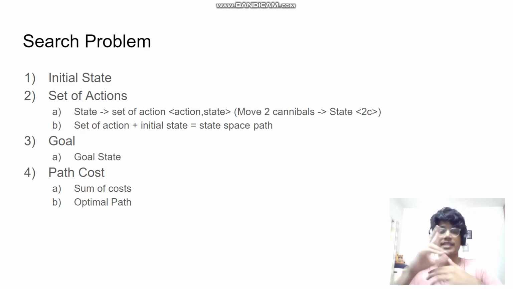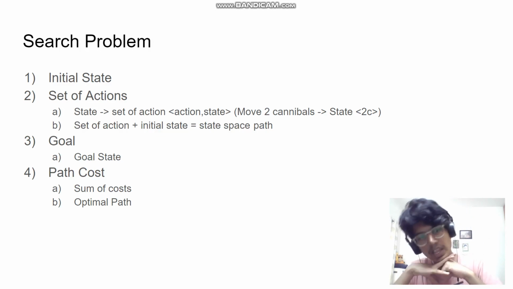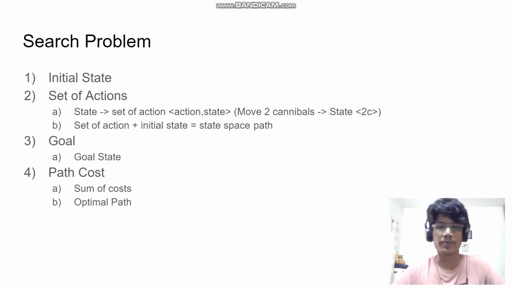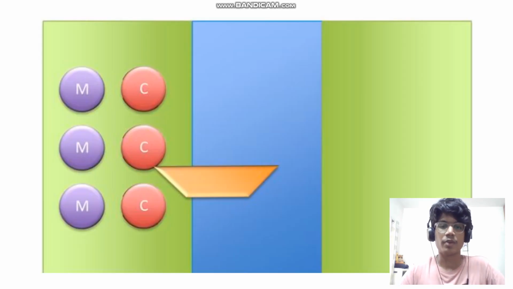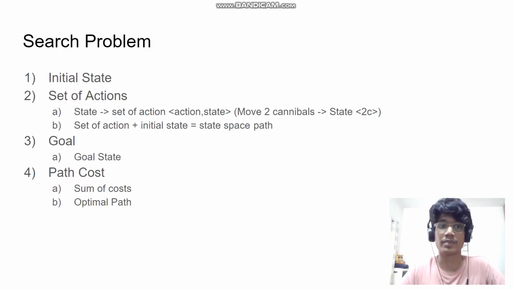Let's look back at the second point, the set of actions. Given that the initial state is defined, here as all pieces of the game being on one side of the bank, we can now define various actions. These actions may vary as the following.